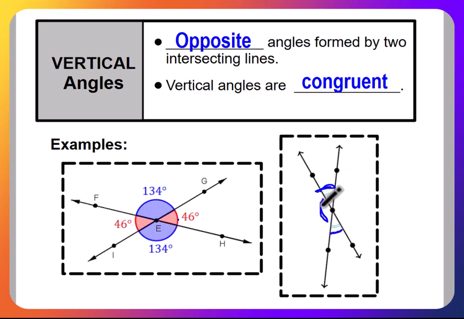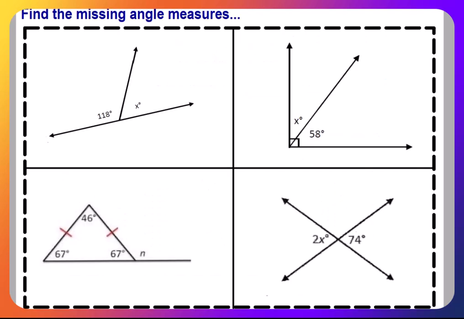Those are congruent. Here's the left angle, here's the right. Those are congruent because they're opposite. Those are vertical angles.